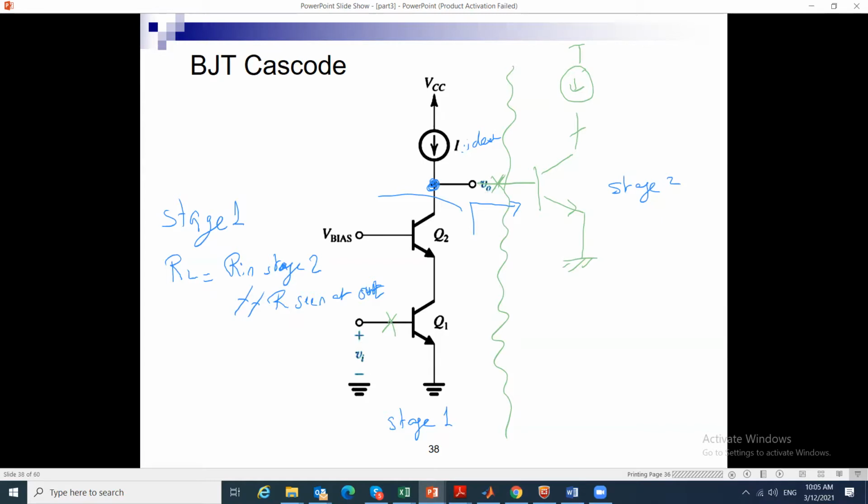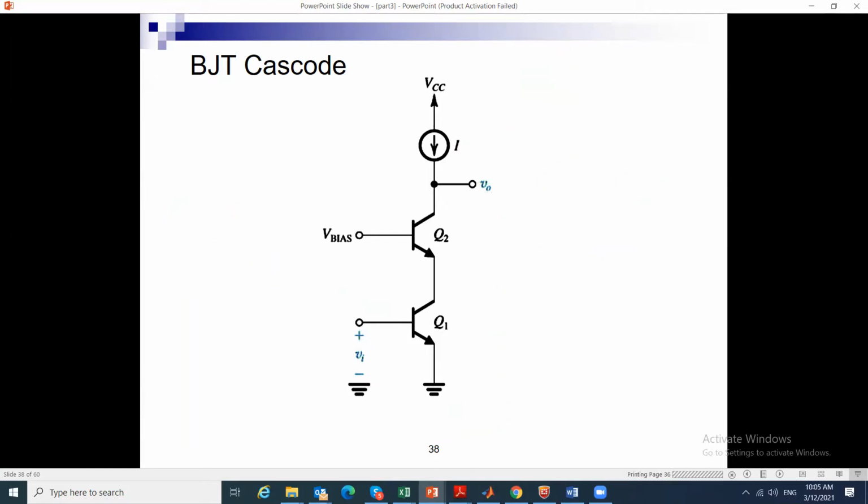So what is Rn of stage 2 in this example? I'm looking into the base of a BJT, and with the emitter grounded, if this is Q3, I will see R pi 3. Okay, so we use this from the rules. So I'm going to go back to the derivation.